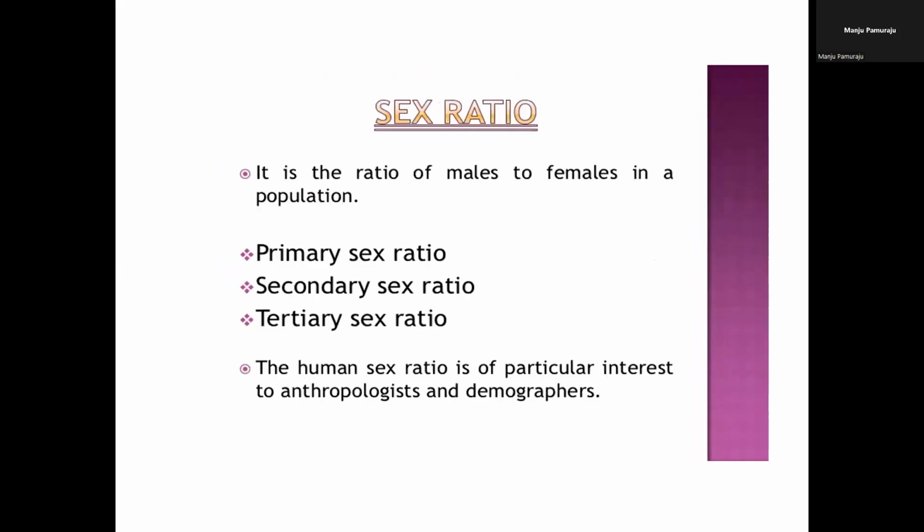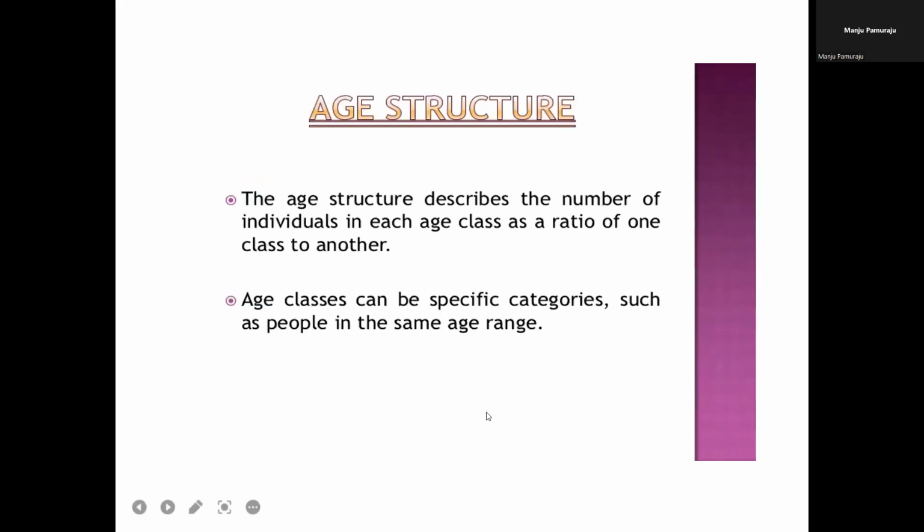So first one is the sex ratio. It is the ratio of males to females in a population. There is the primary sex ratio, secondary sex ratio, and tertiary sex ratio. The human sex ratio is of particular interest to anthropologists and demographers. That is the number of males present in a particular area. Generally in Kerala, the female to male ratio is highest. So how many males and females are present in a particular area.